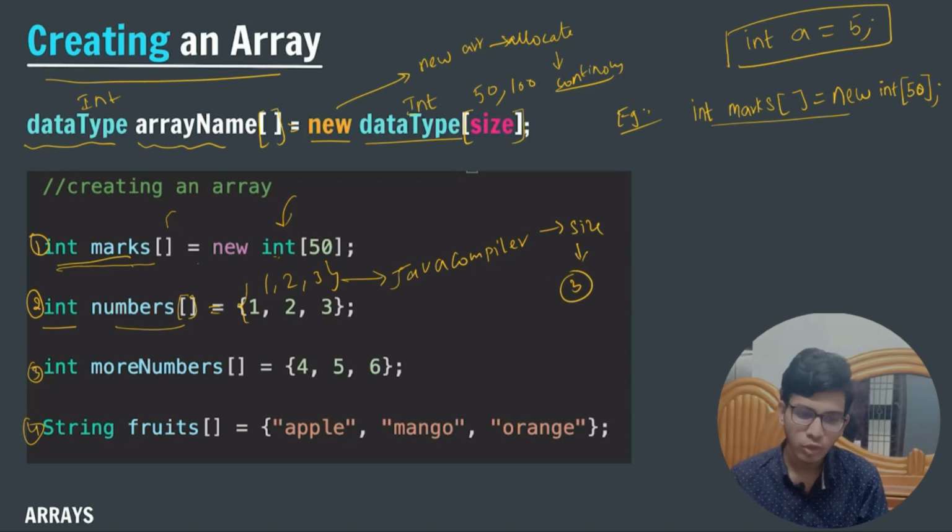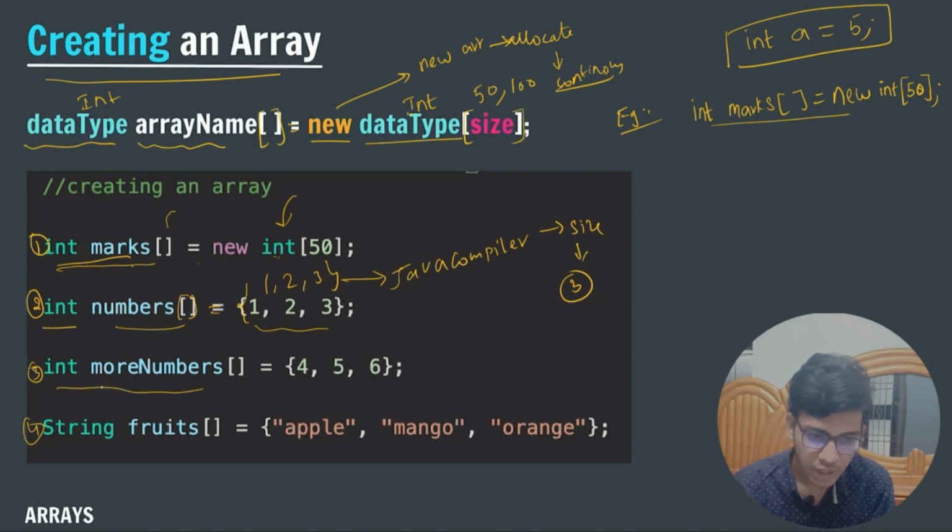So if I don't give the size of the array, and in the place of size I give the elements directly, then our compiler will understand how many elements are present and what is the size of the array and all those things. Similarly, in the third example, we have created an integer data type. After it, numbers is the name of my array, after it square brackets, and here the Java compiler will automatically understand that there are 3 elements present.